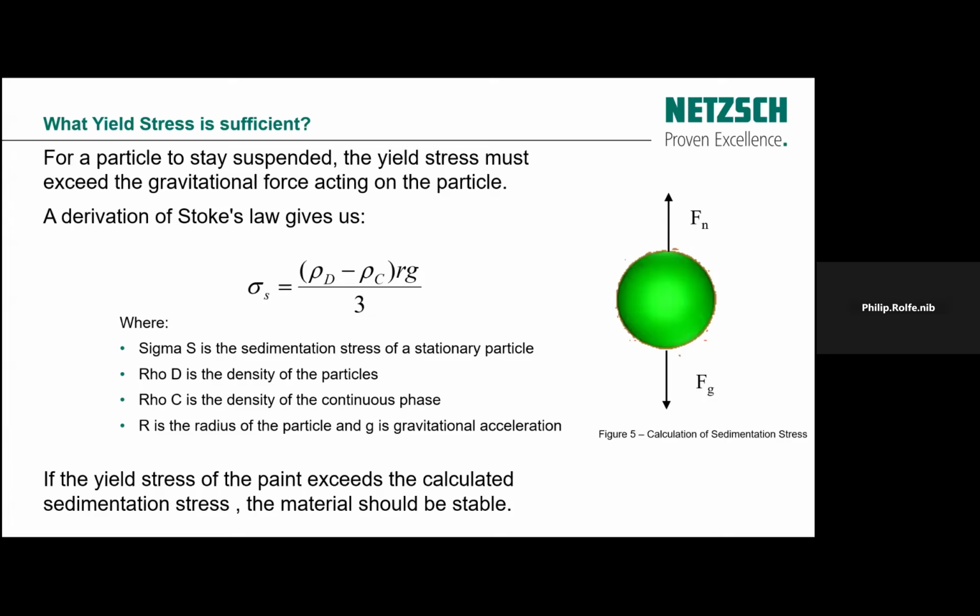So you look at your D90 and say, what's the D90 for this suspension? Oh, it's 10 microns. Okay. So what gravitational force will we have? What's the density of them and the continuous phase density? So I calculate my density difference and the sedimentation stress, and then I know what yield stress I need to keep them suspended.